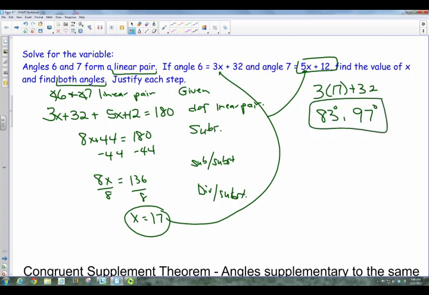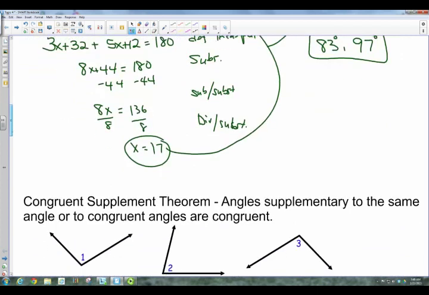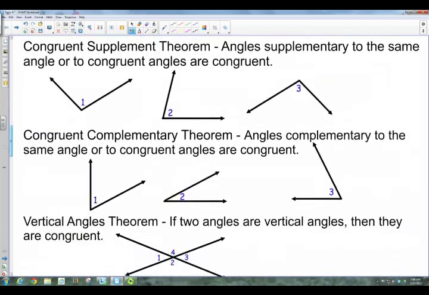All right, so that's kind of the way you're going to look at these. Find that linear pair, and that'll tell you where to go. Okay, the next things are a couple different theorems. One of them is called the congruent supplement theorem. Next one's the congruent complementary theorem. Same basic idea. Supplementary, complementary, add up to 180, add up to 90.